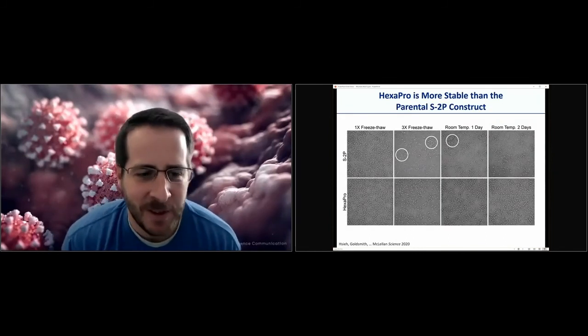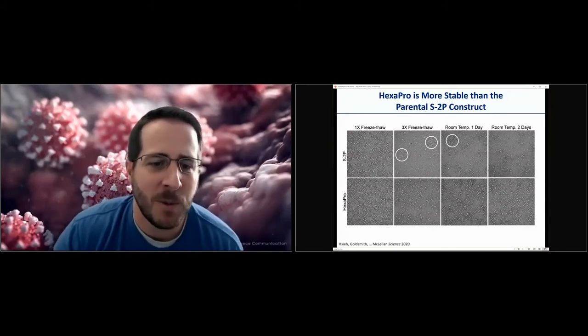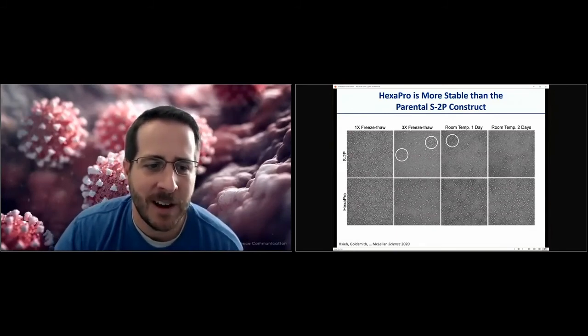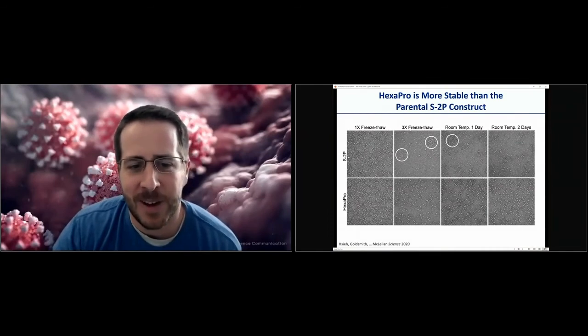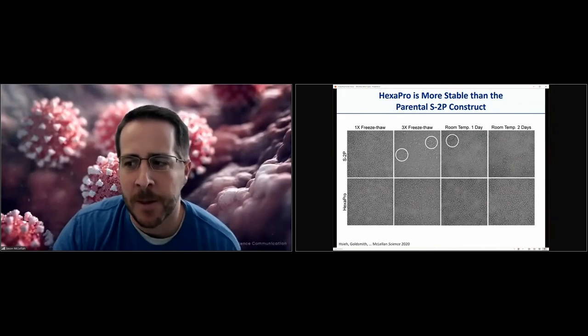It's much more stable than S2P, so not only does it express more than 10-fold higher, it's more resistant to freeze-thaw. So if we take our S2P construct, purify it, and then freeze-thaw it 3 times, there's almost nothing left, and there's just aggregate and junk. Whereas we get about 80% of our Hexapro left, and all in the pre-fusion state.